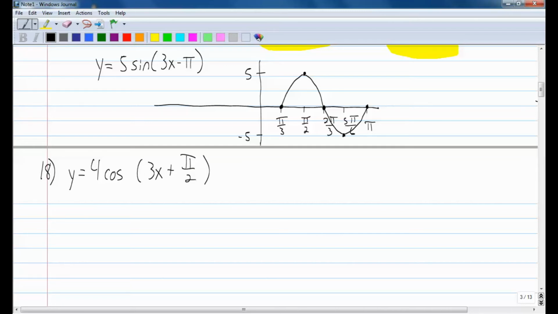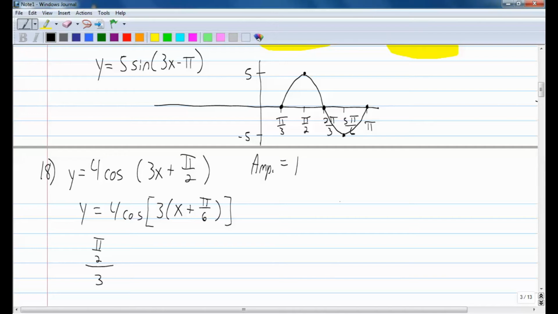Alright, now this is a cosine graph. Notice there's a phase shift. So I need to rewrite this. I want to start out by factoring out a 3. That's my omega. That's going to leave me with x plus. Now, to factor 3 out of pi over 2, I say pi over 2 divided by 3. So pi over 2 times 1/3, that's pi over 6. Alright. Now, from this equation, it's easier to get all of my information.